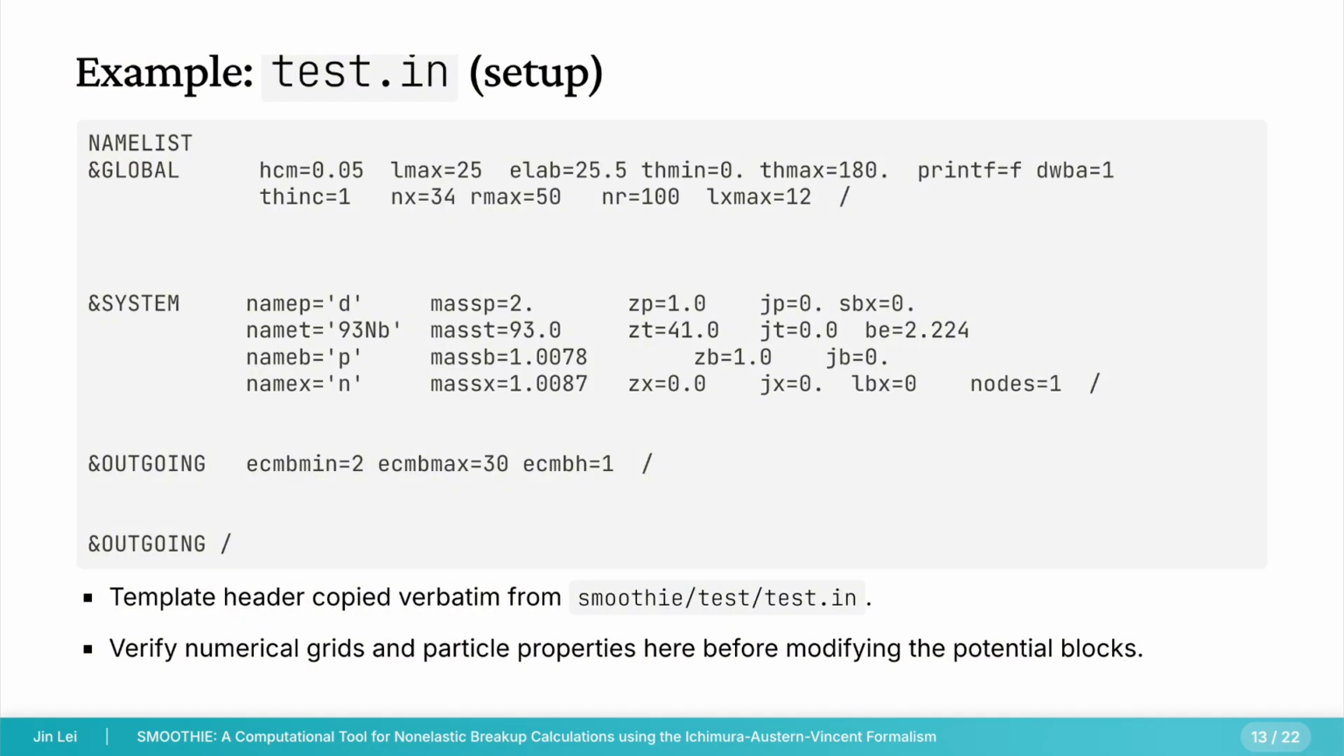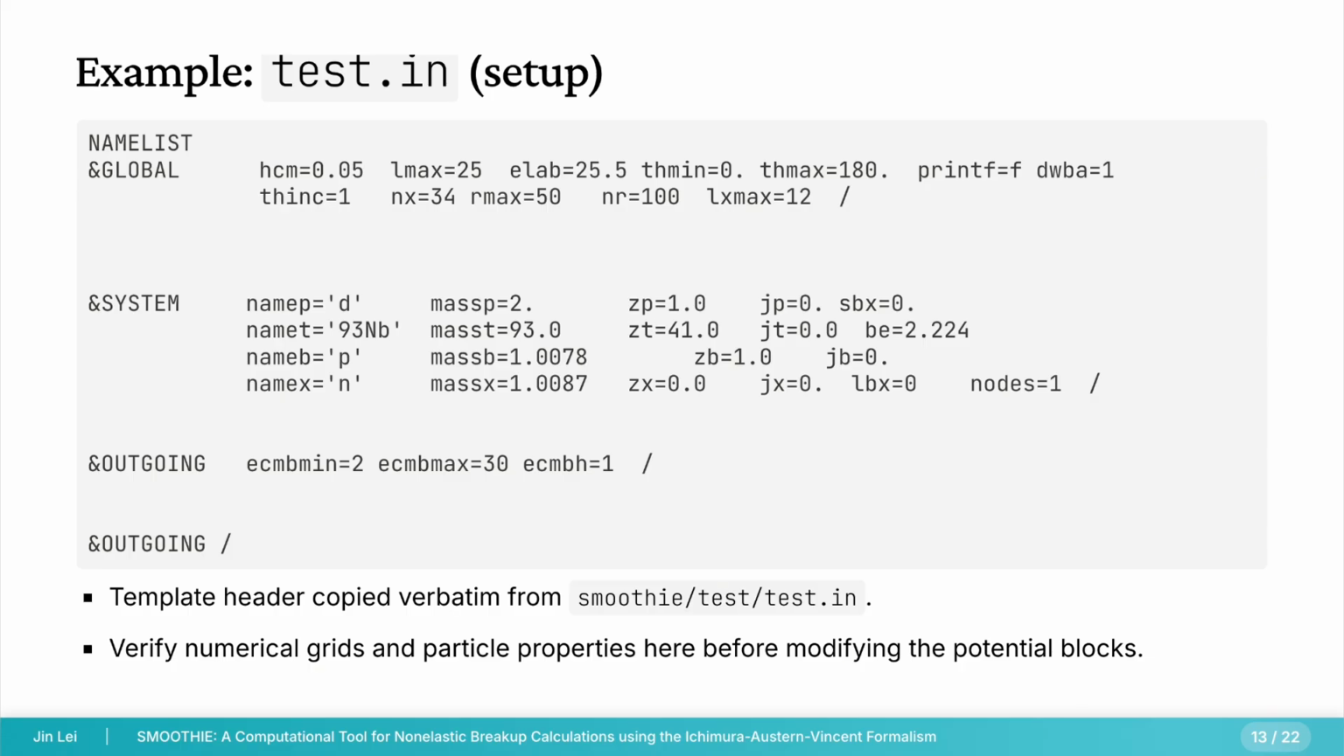To make that concrete, the next slide shows the top half of the default test.in file from smoothie/test. We keep the namelist header, and the highlighted lines show key parameters like the radial mesh hcm and nr, and the angular coverage theta min and theta max. Please duplicate this template before editing. Very briefly, here is what each field means in the order they appear, with more detail in the manuscript.